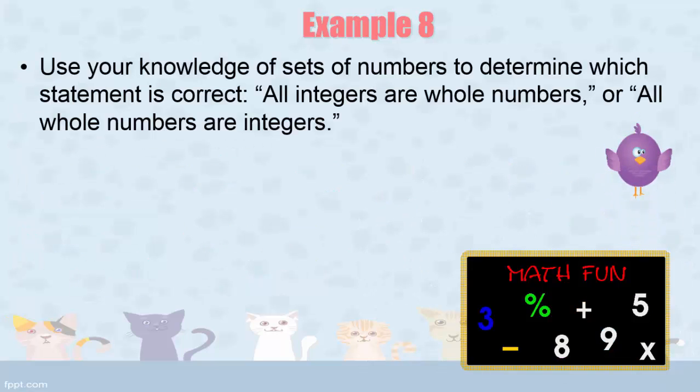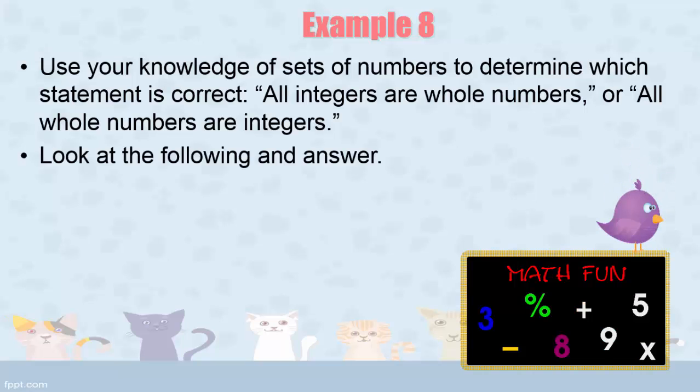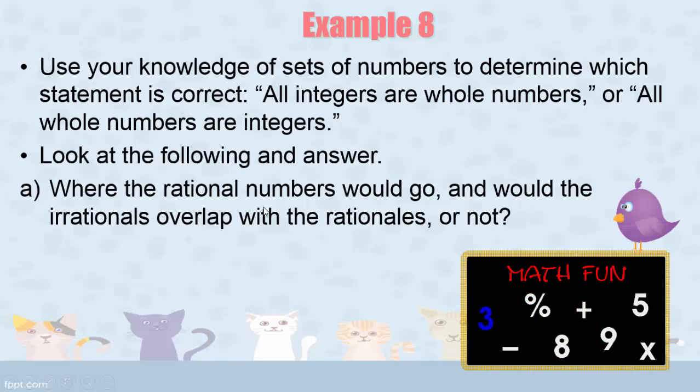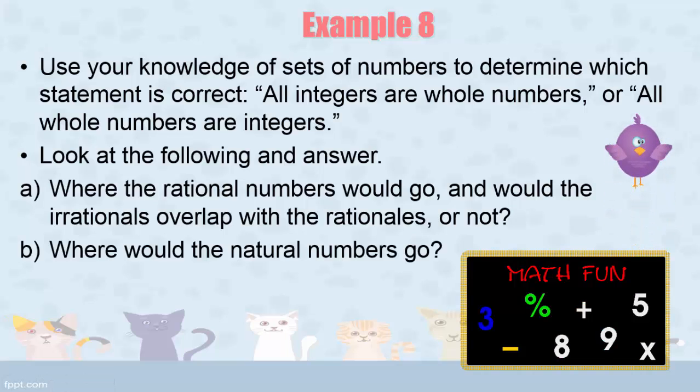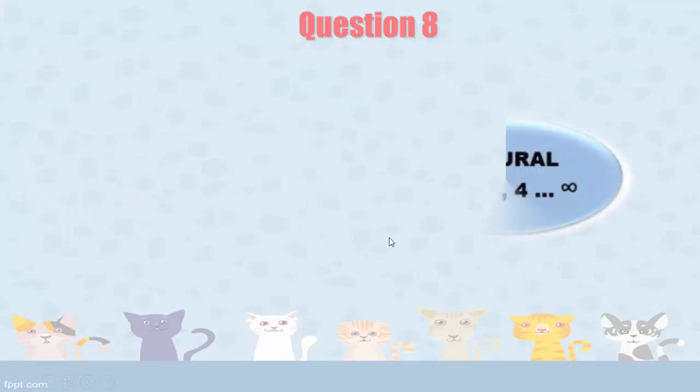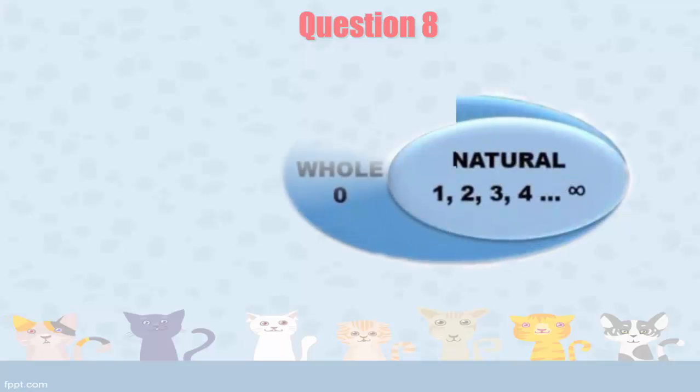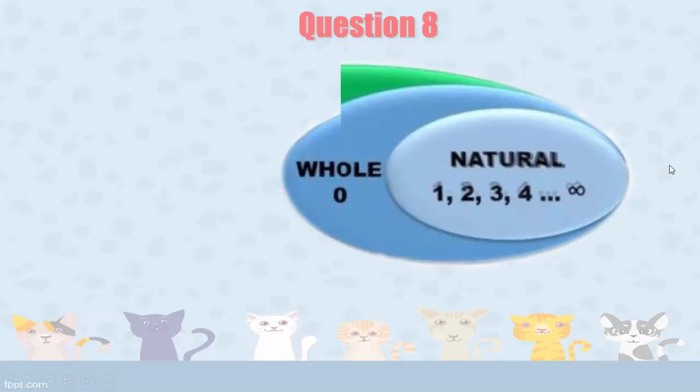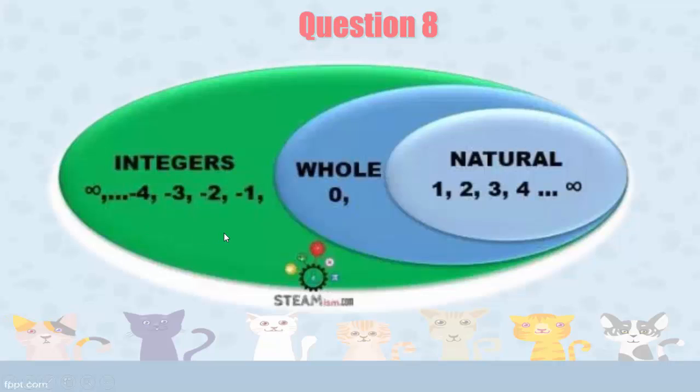Now, in this case, we're going to use our knowledge of sets of numbers to determine which statement is correct: all integers are whole numbers, or all whole numbers are integers. So let's look at the following. Where would the rational numbers go and where the irrational, and would the irrational numbers overlap the rationals or not? And then, of course, where would the natural numbers go? Well, we kind of saw something like this earlier. It turns out that the irrational numbers do not overlap. The natural numbers are the most inner, and then if we add 0, we get the whole numbers. And then if we add on the negative numbers, we get the integers. And we saw that earlier.